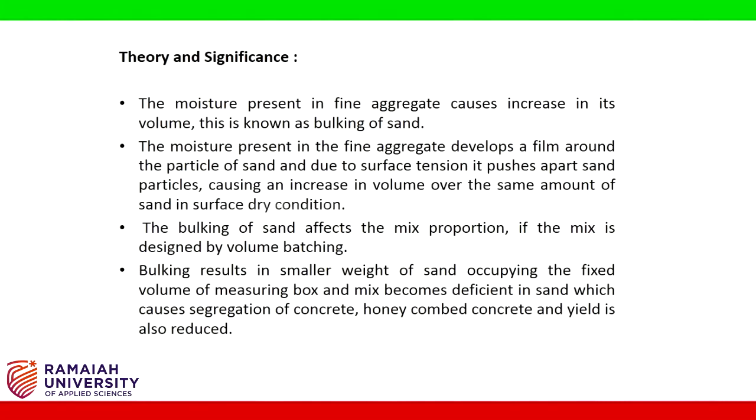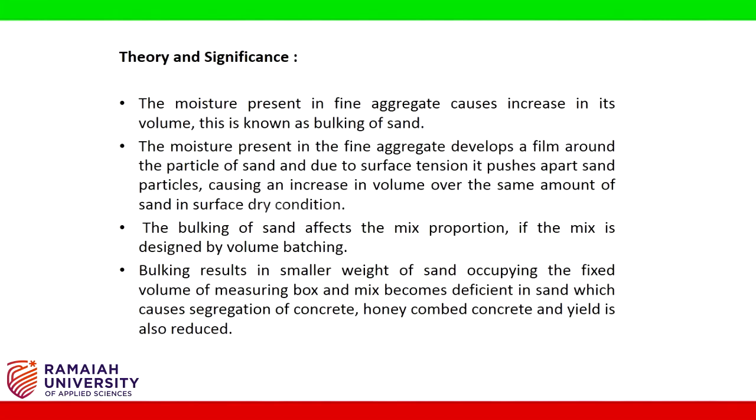The moisture present in fine aggregate causes an increase in its volume. This is known as bulking of sand. The moisture present in the fine aggregate develops a film around the particles of sand, and due to surface tension it pushes apart sand particles, causing an increase in volume over the same amount of sand in surface dry condition.